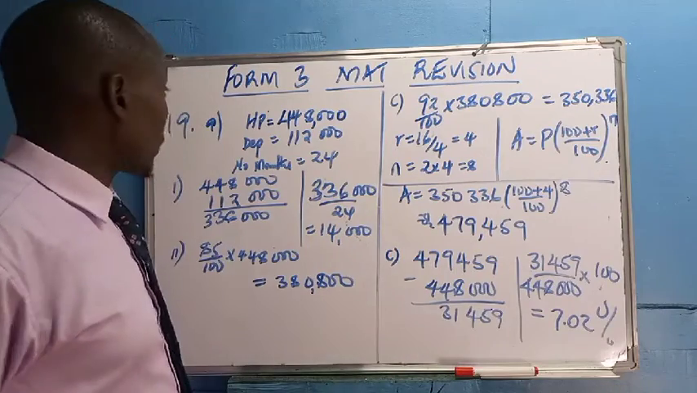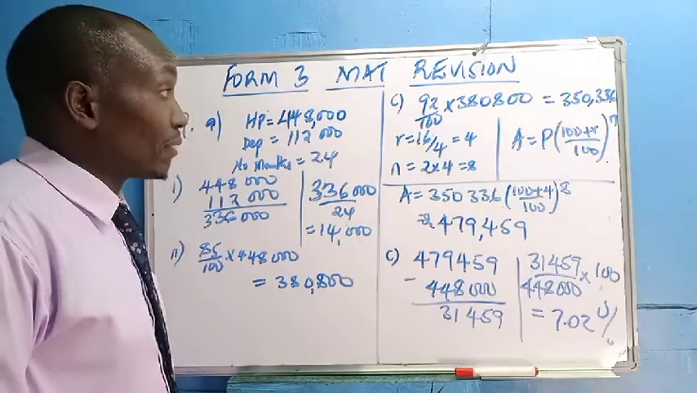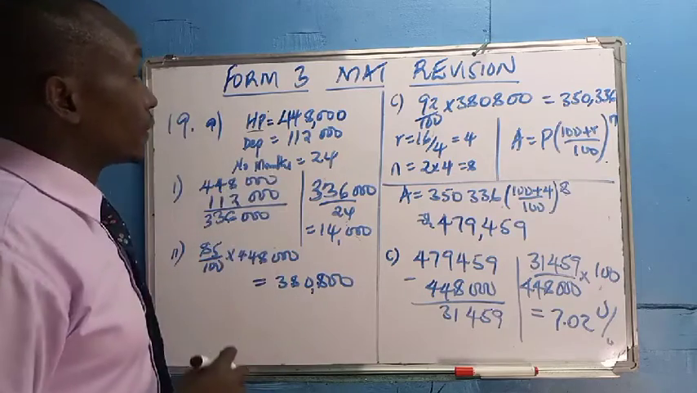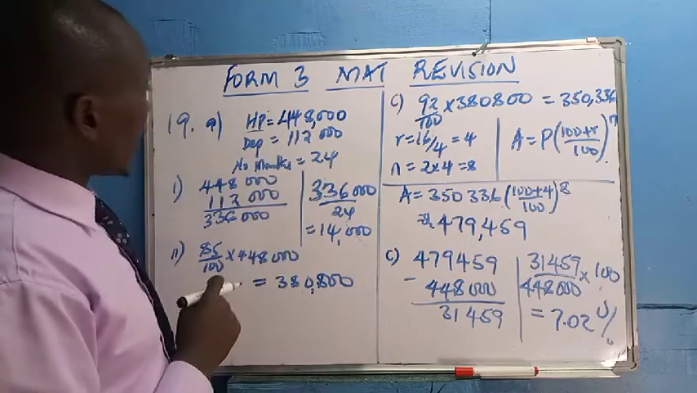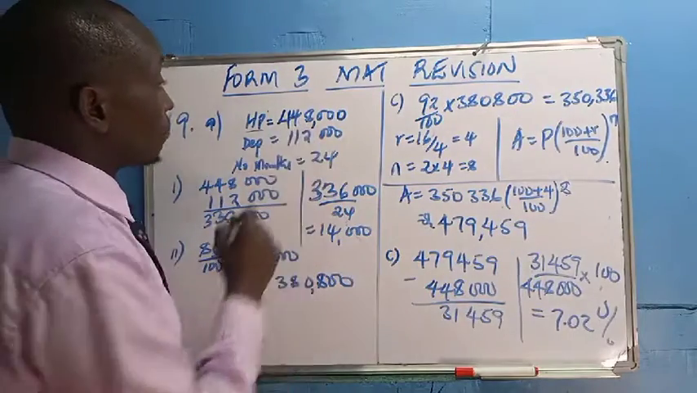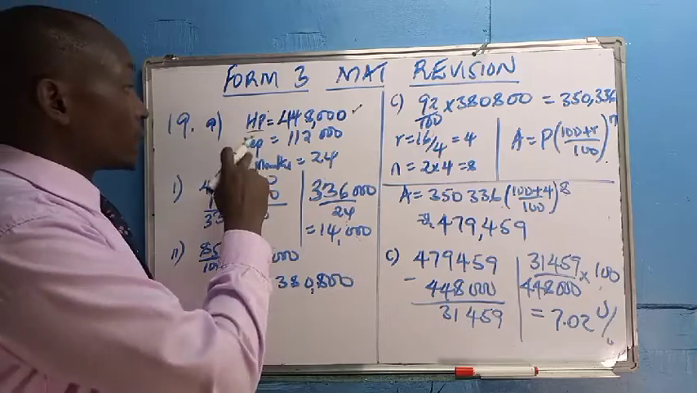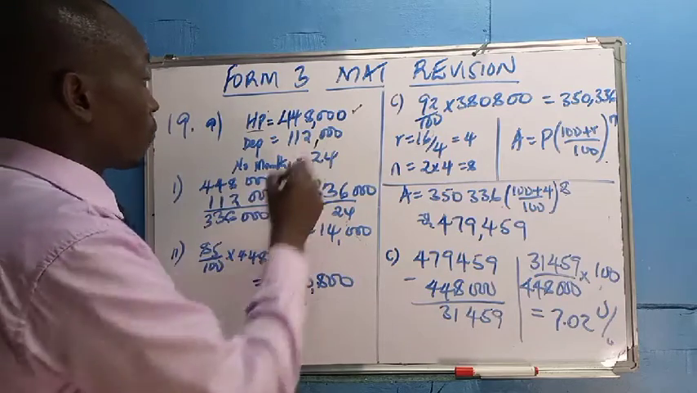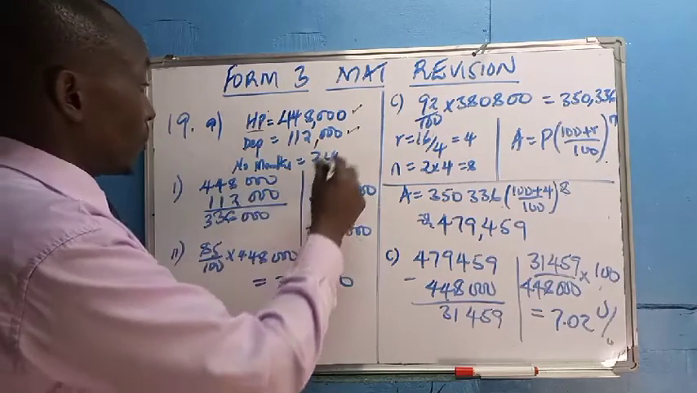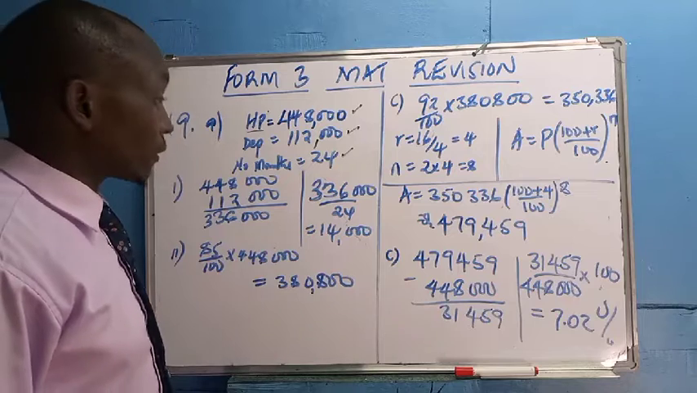Okay, my students, we do number 19 together. The question to do with money. That is commercial mathematics, especially hire purchase. And you're given that the hire purchase price of a PA is 448,000 shillings. And then a customer did a deposit of 112,000. The remaining amount of money the customer was to pay within 24 months.